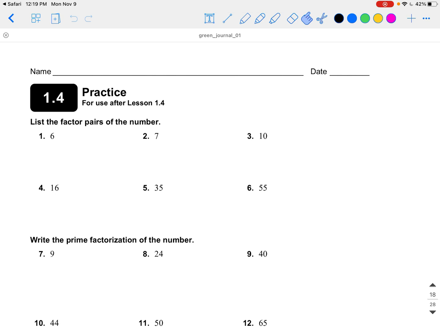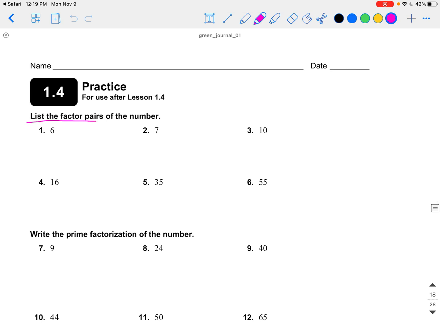All right, so this very first section asks us to list the factor pairs of the number. Remember, factor pairs are two numbers that multiply to get to a certain number. So in this case, I'll do number 3 for you. Let's think about numbers that multiply to 10. So one factor pair of 10 would be 1 and 10, because 1 times 10 equals 10, of course. So 1 and 10 is one factor pair. What's another factor pair? How about this? 5 and 2. So there are the two factor pairs. Those are the only pairs of numbers that multiply to 10.